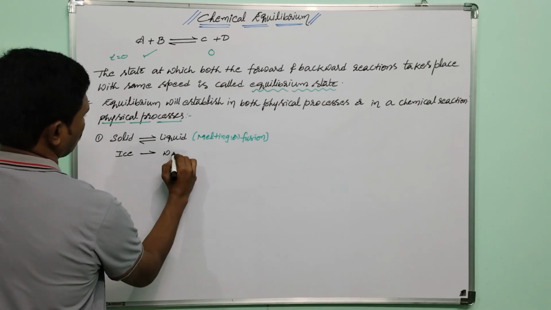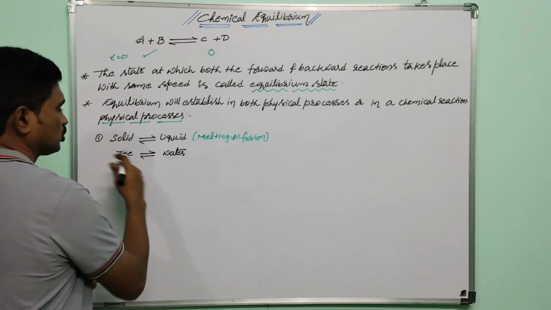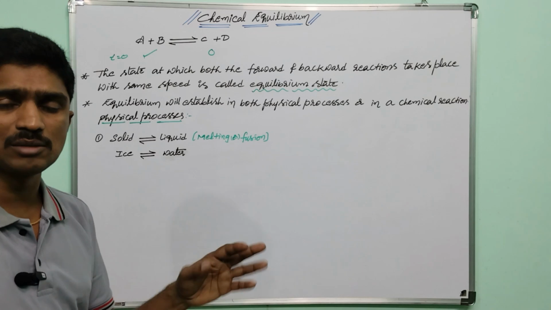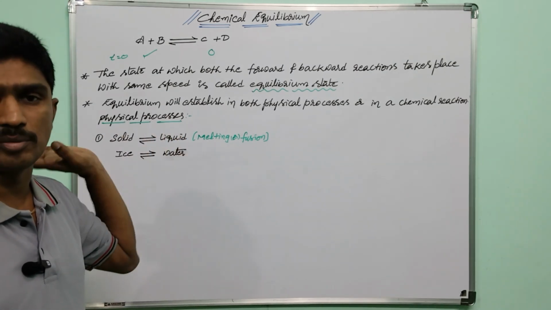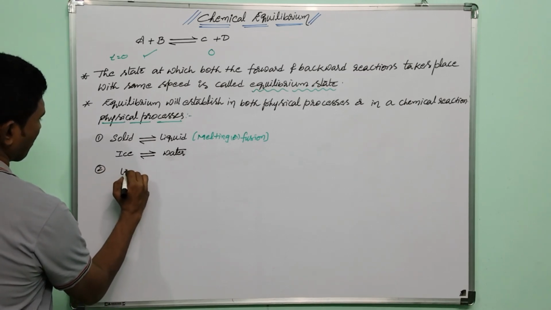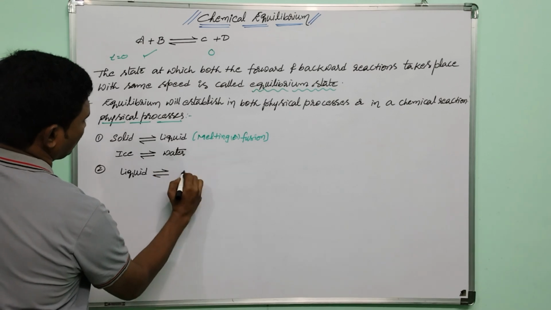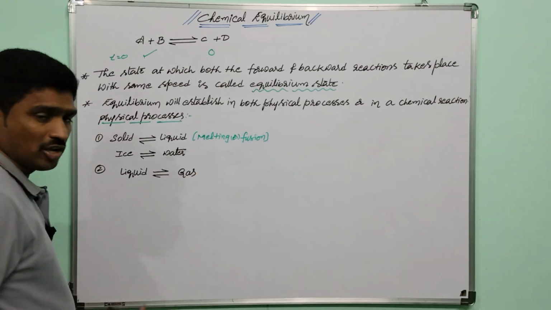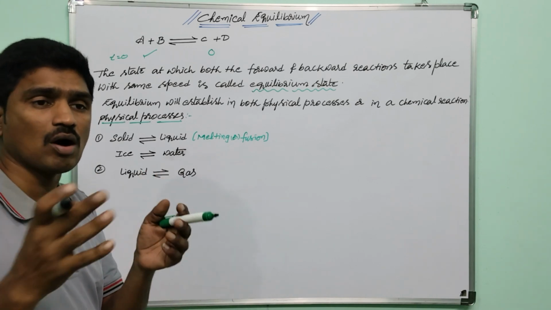Ice converts to water, which then solidifies to ice, nothing but freezes to ice. An example for solid-liquid equilibrium. If the equilibrium is between a liquid and a gas, when a liquid converts into gas, the process is said to be evaporation.